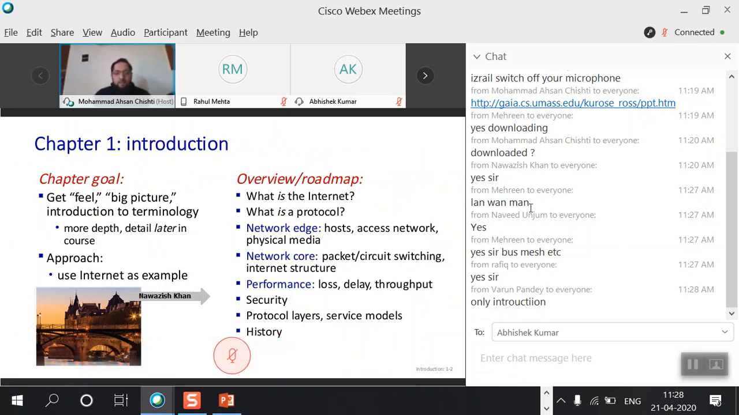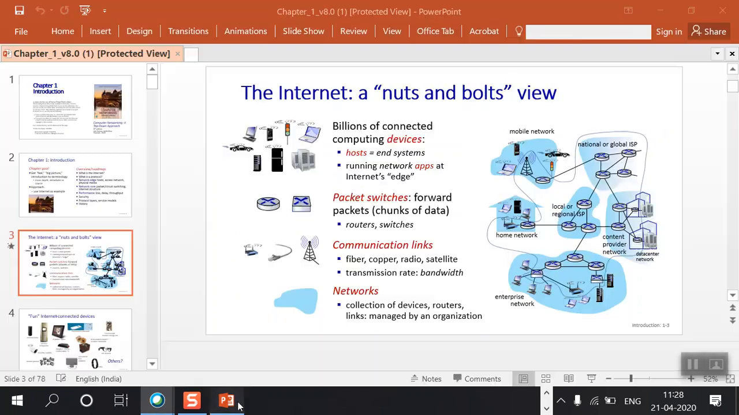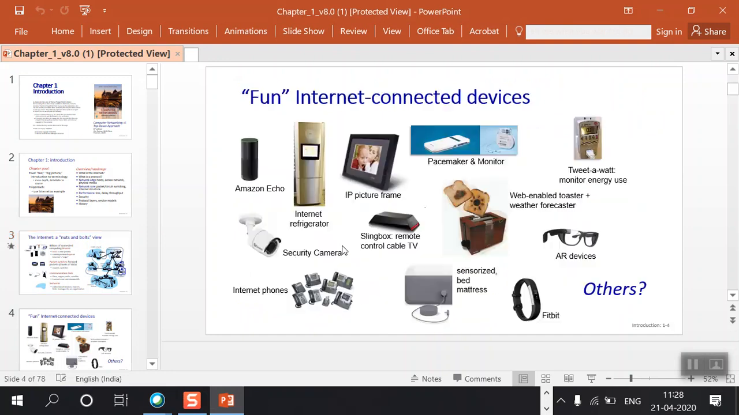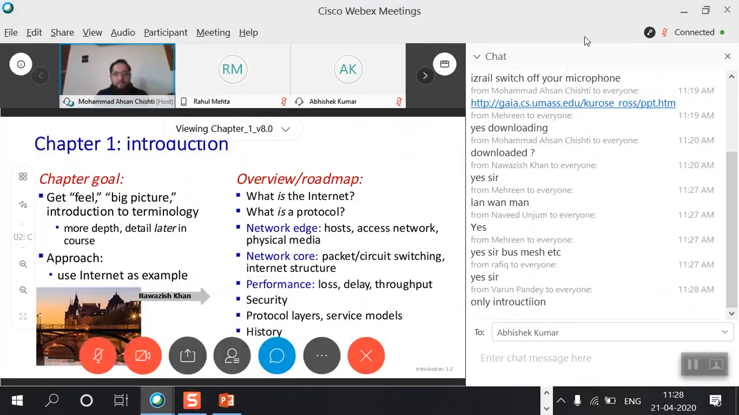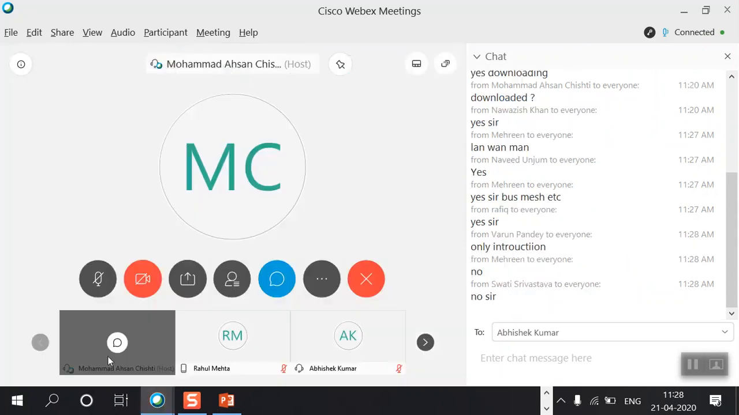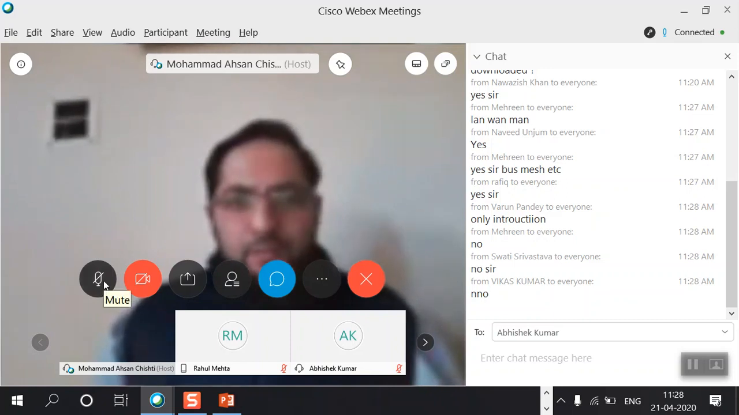Okay, I'll move to slide number 4. In sharing, I don't think it would be, is it visible in sharing? Slide 4? No, if it would have been visible, then I could have simply written on it. It would have been easier for me to mention it. Anyhow, I'll give it a try again.